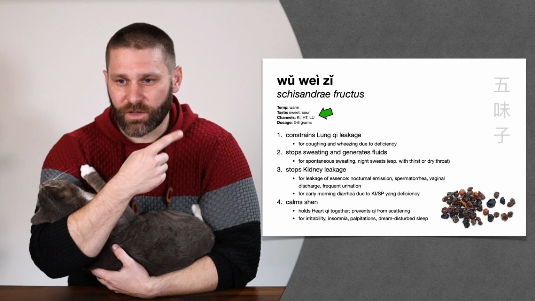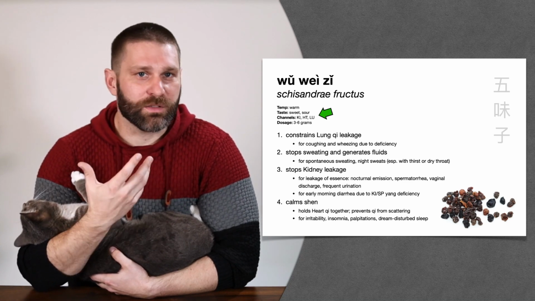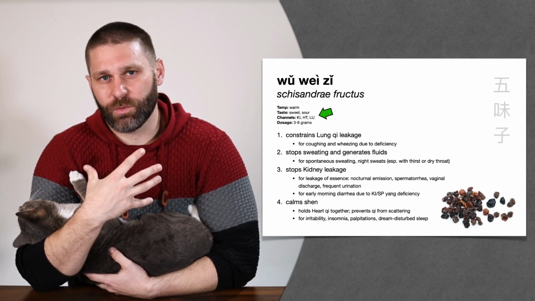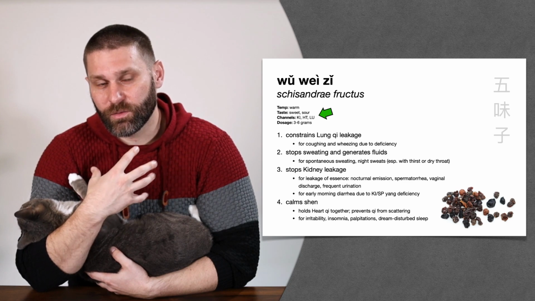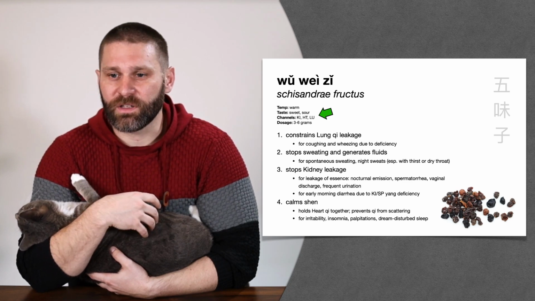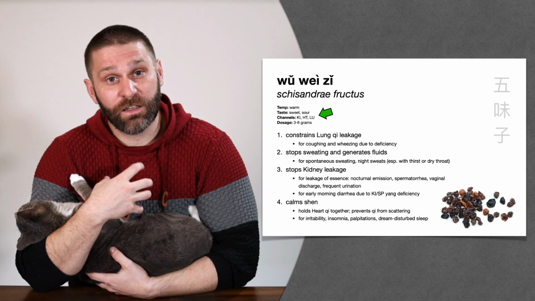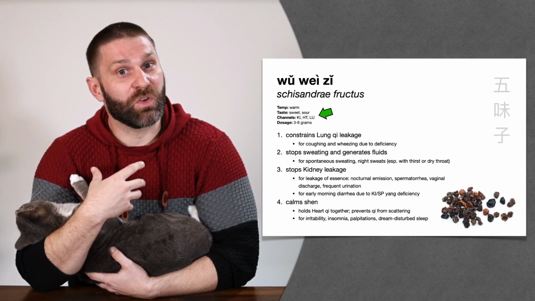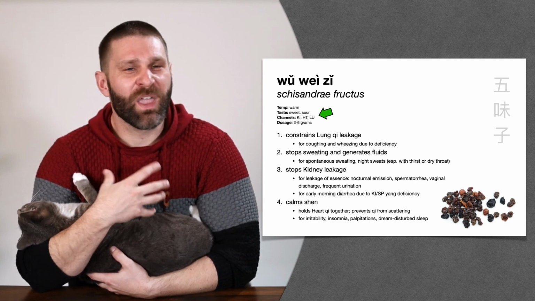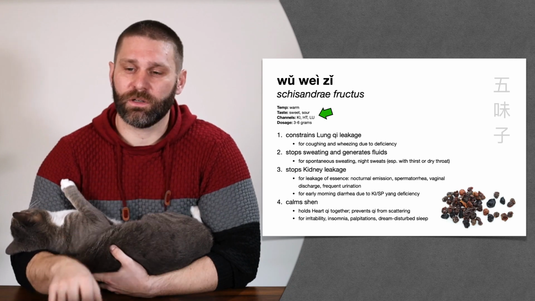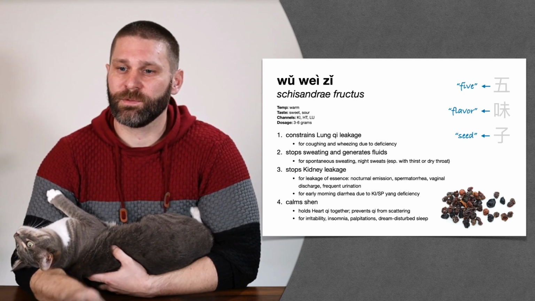The entering channels are kidney, heart, and lung, because those are the types of qi that we're astringing. We're stopping lung qi leakage for coughing and sweating. We're stopping kidney leakage for urine and essence, but also for diarrhea due to kidney deficiency. And then we're also calming heart spirit as well. So that's why we have those entering channels.